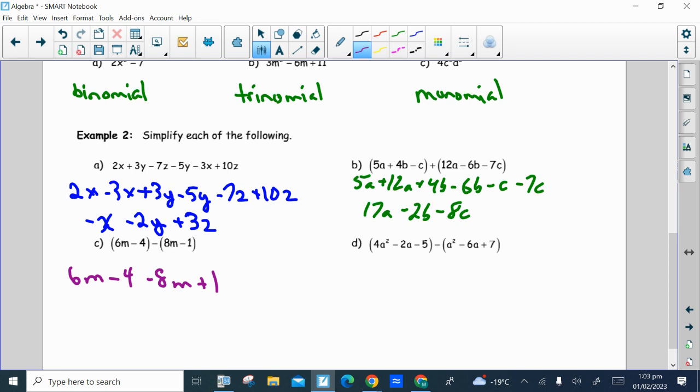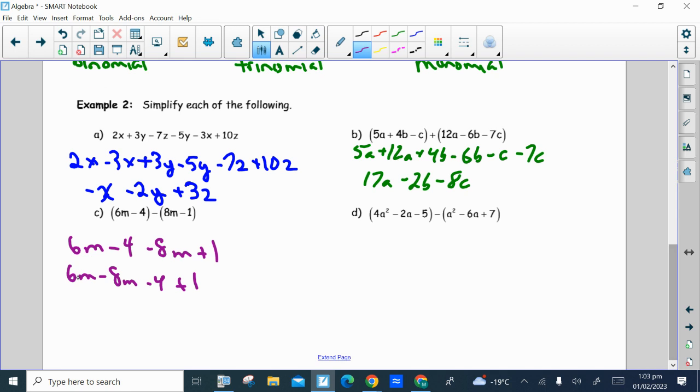A negative sign in front of the bracket changes all the signs inside. 8m was positive, it now becomes negative. The 1 was negative, it now becomes a positive. So now I will collect my like terms together and then simplify. 6m take away 8m. 6 take away 8 is negative 2m's, and negative 4 plus 1 is minus 3.